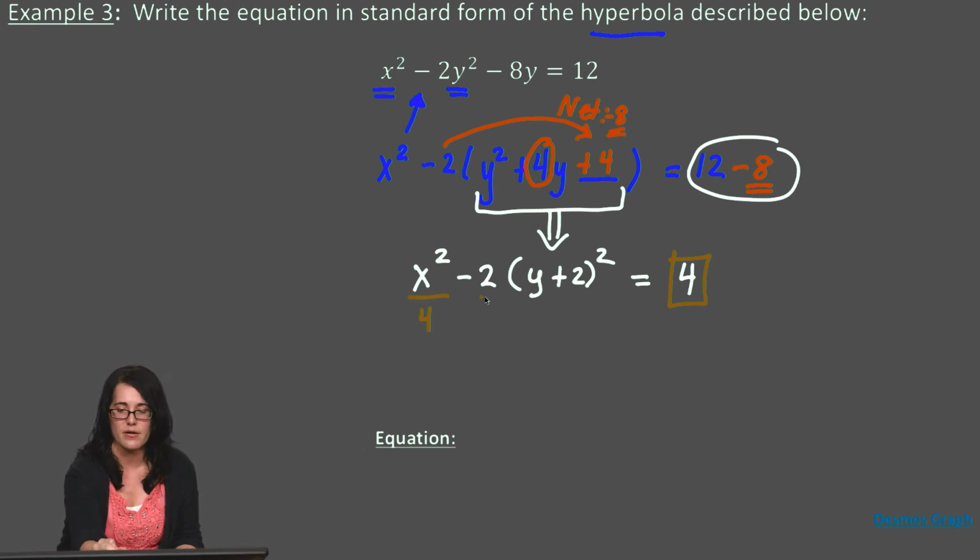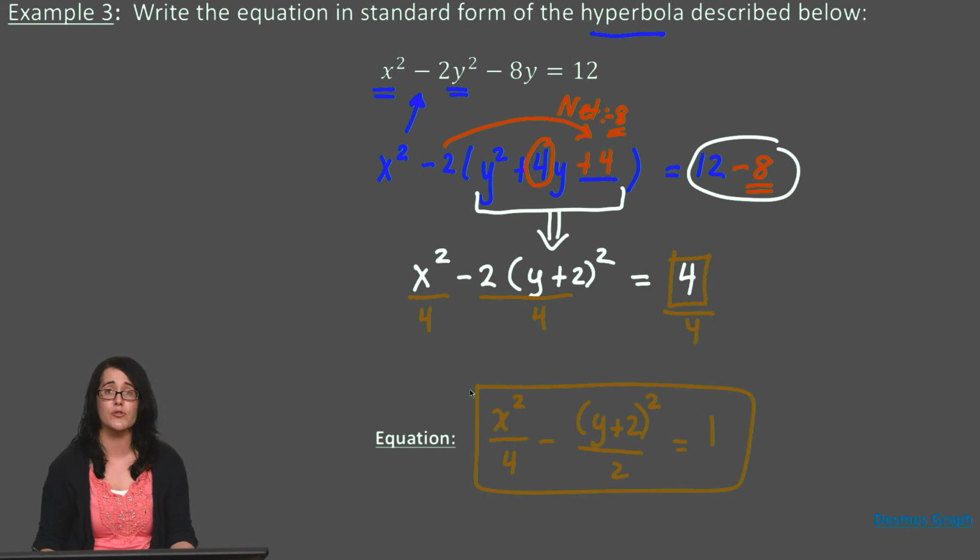So divide by 4 here, divide by 4 there, divide by 4 there. Your final equation becomes x squared over 4, minus (y plus 2) squared over 2, because 2 over 4 reduces to 1/2, equals 4 over 4, which is really 1. So x squared over 4 minus (y plus 2) squared over 2 equals 1. This is your equation in standard form, which you could now use to graph a hyperbola whose center was at (0, -2), who has a horizontal transverse axis where a squared is 4 and b squared is 2, and c squared would be 4 plus 2 or 6. And you could then get your foci, your vertices, and draw your asymptotes and make a picture.